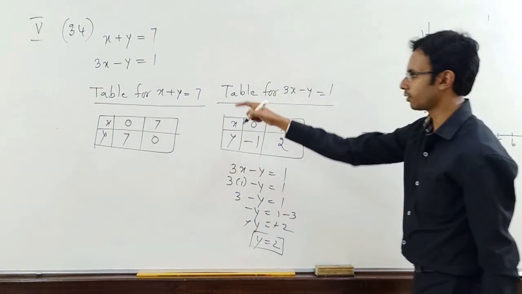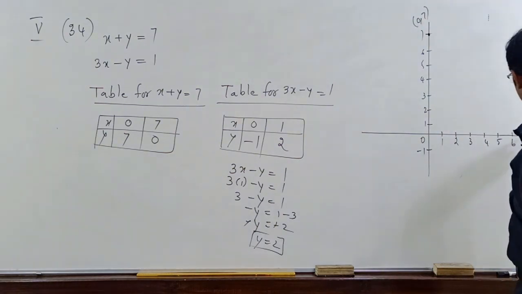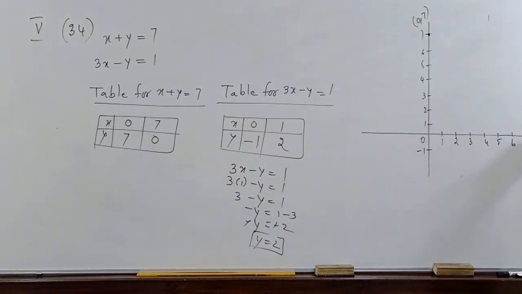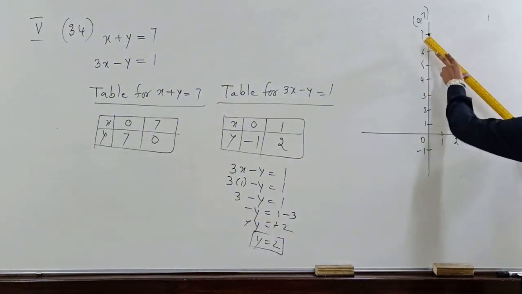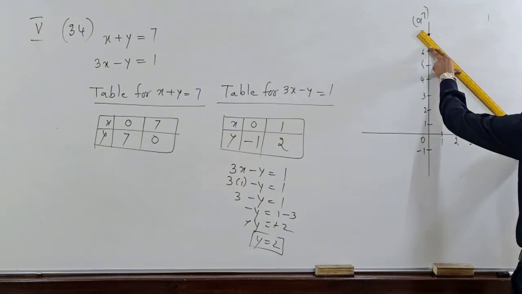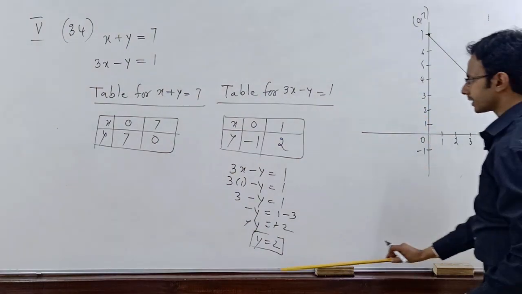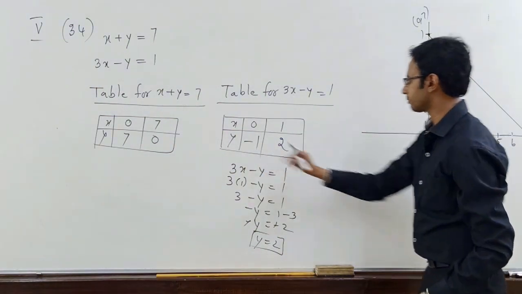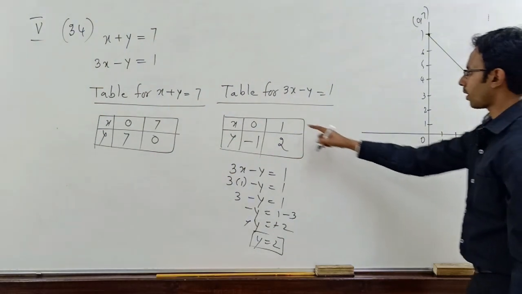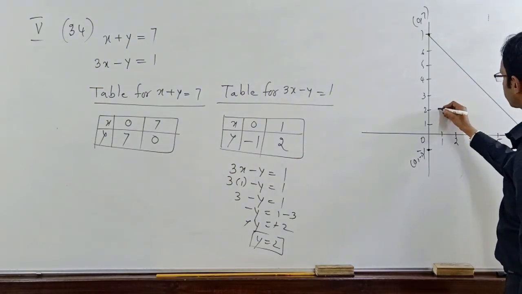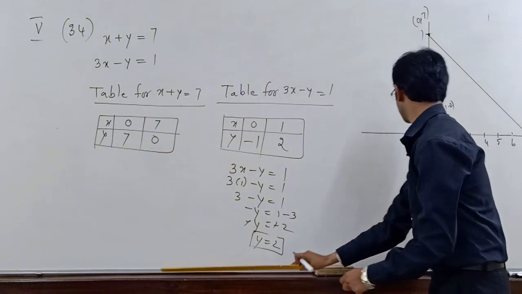So let us plot. 0, 7 is this point. 7, 0 is this point. We need to join these two, 0, 7 and 7, 0. So this will be your first straight line. Then next is x as 0 and y is minus 1. 0, minus 1 is this. 1, 2 is this point. So you need to join these two.